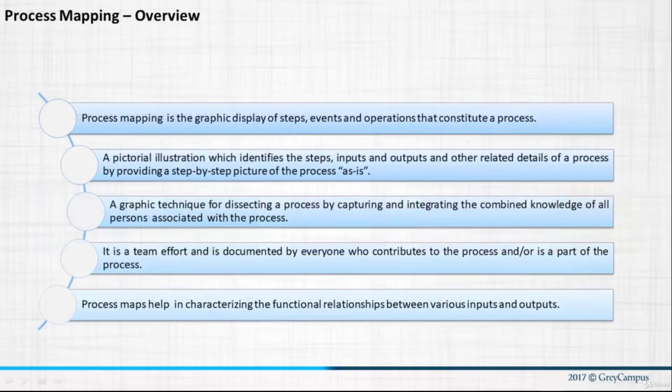Process mapping. There are many different ways that we can do mapping of the current state process as well as the future state process. Process maps help us to see a tremendous amount of what's going on within the process. Remember too that there are always different resolutions of process maps, from high level to more detailed.